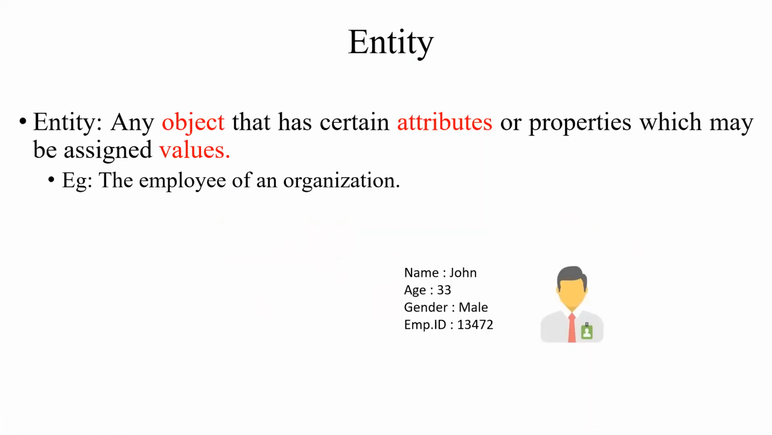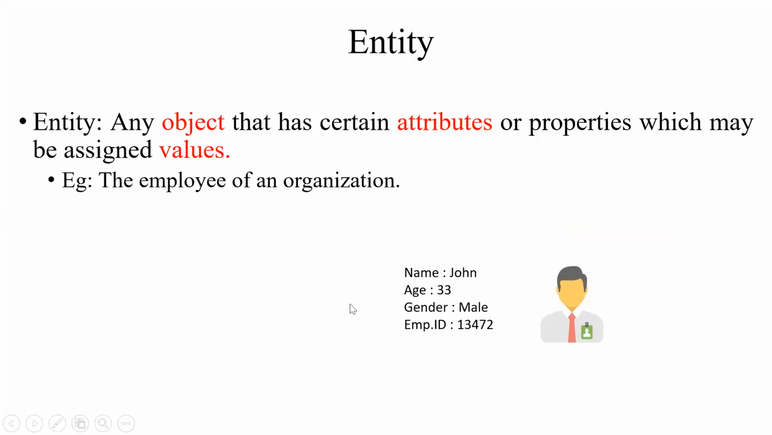So they can be named as an entity, right? Don't get scared of the term called entity. Entity is nothing but an object. You can consider a car, or a pencil, or a mobile phone as an entity that has certain attributes or properties which can be assigned some value.